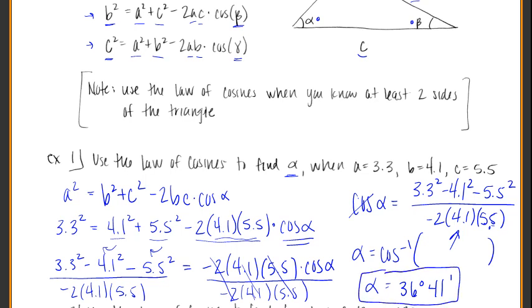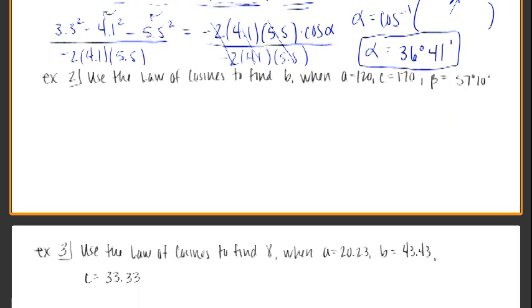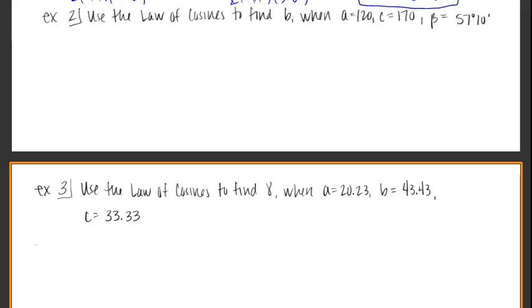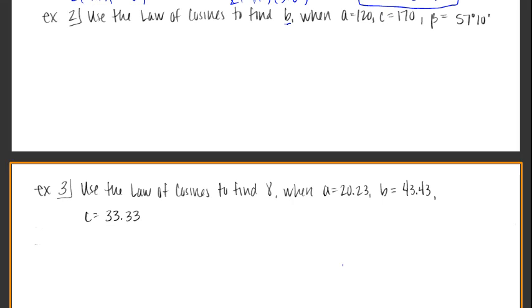All right, so you kind of get an idea of how to use the law of cosines a little bit. It's definitely dependent on how many sides you have, that is for sure. All right, let's try this again then. We want to use the law of cosines to find side B this time, since it doesn't say alpha, beta, or gamma, it says B, and regular alphabet letters stand for sides of a triangle. So we want to find B when A equals 120, C is 170, and they give us beta.